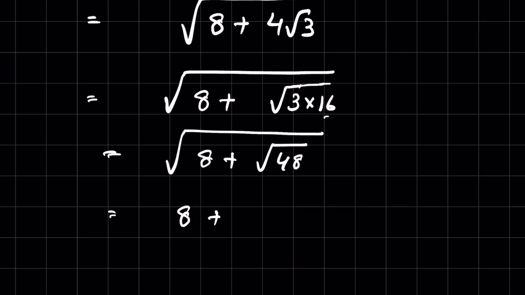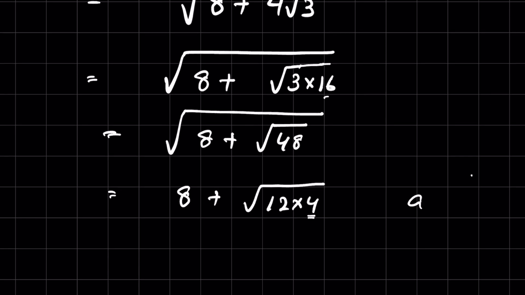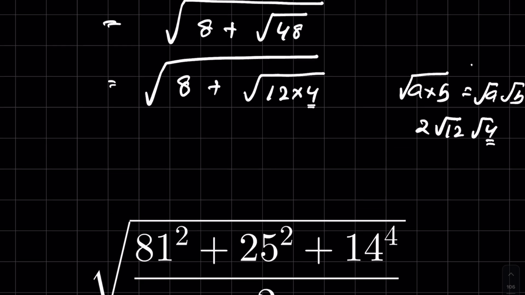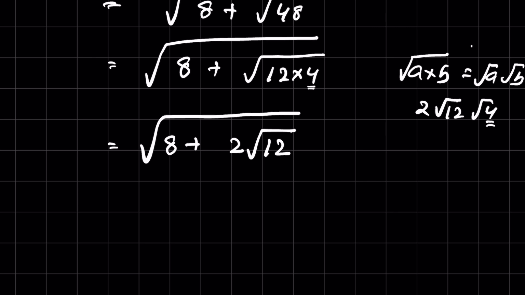Now 48 we can factorize it as 12 times 4. Now 4 we can take out from the square root, because a times b under square root is square root of a times square root of b. So this will be square root of 12 times square root of 4, and square root of 4 is 2. So we can write it as 2 times square root of 12. So this will be 8 plus 2 times square root of 12 under square root.